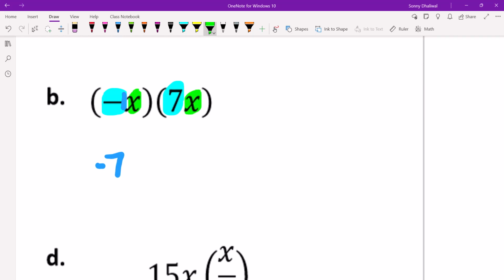Then we have an x and an x. So the variables are the same. We use our exponent laws. Our exponent law says when we're multiplying, we add the exponents. What's the exponent here? What's the exponent here? Gavin? They're both little imaginary ones. So 1 and 1 makes 2. So x exponent 2. That's it. Right?